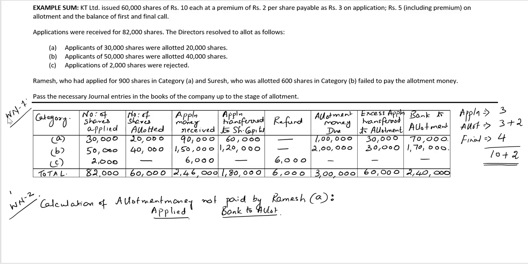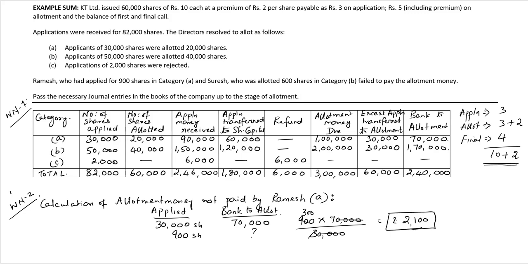Under category A, for 30,000 shares applied, the amount of allotment money payable is 70,000 rupees. Therefore, in the case of Ramesh, who has applied for 900 shares, allotment money payable by Ramesh is 900 multiplied by 70,000 divided by 30,000. We get rupees 2,100 as the allotment money which was payable by Ramesh but has not been paid by him.